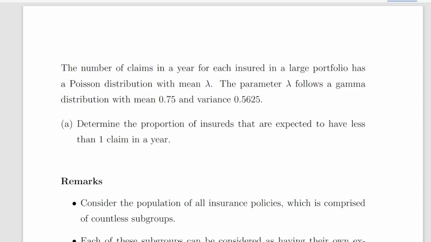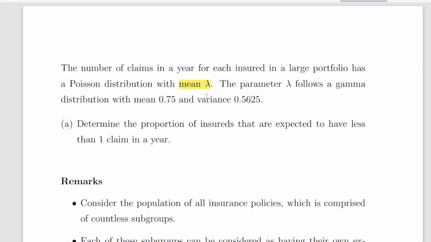In this presentation, we are going to look at the negative binomial distribution and how it is used to characterize the Poisson-Gamma mixtures that will arise in a lot of insurance problems in actuarial studies. So, the number of claims in a year for each insured in a large portfolio has a Poisson distribution with mean lambda. Okay, so that's the Poisson mean lambda.